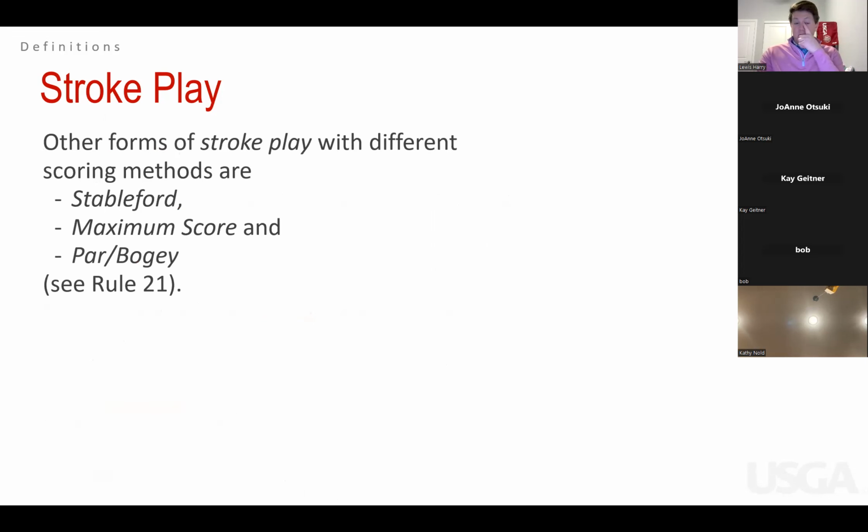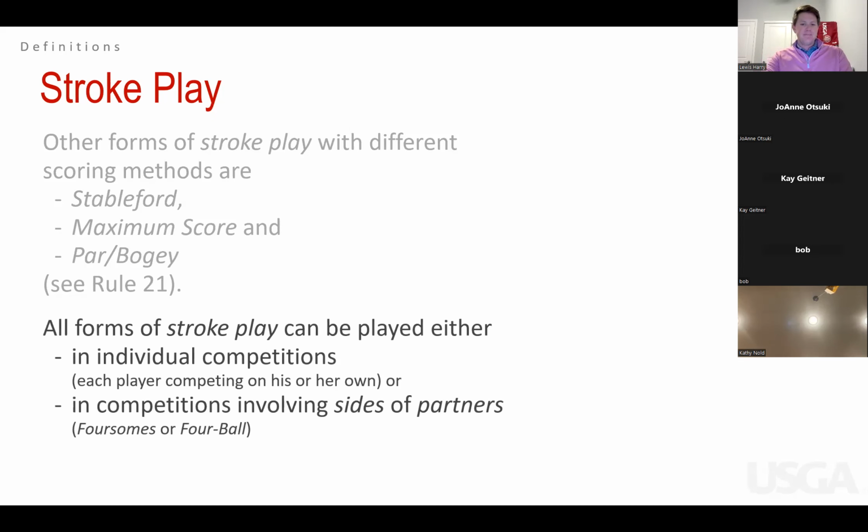Like we mentioned when we started here, we can play a lot of different forms of stroke play. It doesn't always have to be just regular individual stroke play. We have the possibility to play Stableford, maximum score, par/bogey. There's a bunch of different forms of individual or partner stroke play that we can play that ultimately boil down to the same form of stroke play, just with different scoring methods. And we see again, we can either play as an individual or as a side.